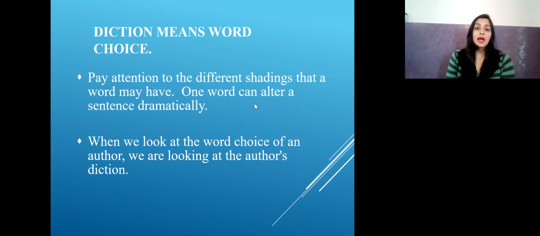I just said, right? Black and different colors can portray whether the child's or the painter's mood is good or bad. So words as well can portray whether the poet is in an angry mood, a sad mood, or a very cheerful mood. When we look at the word choice of the author, we are looking at the author's diction. That means we are looking at the emotions that he's writing in.